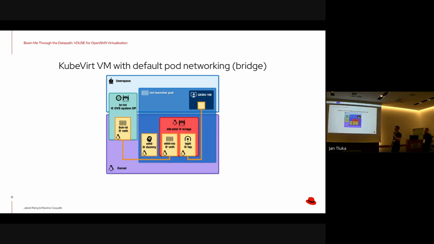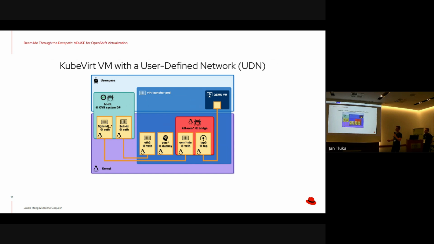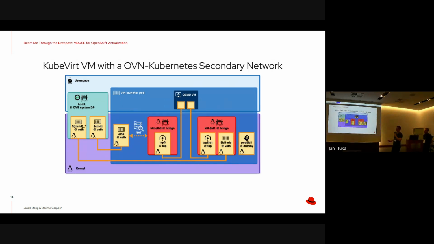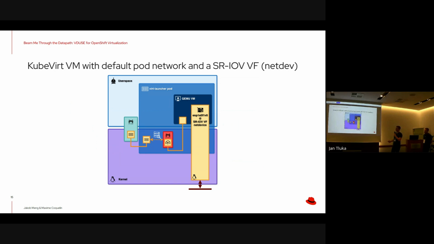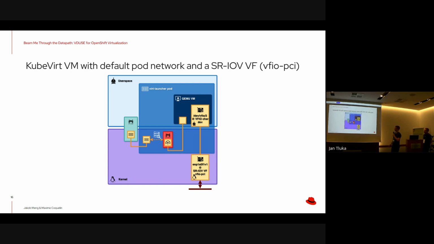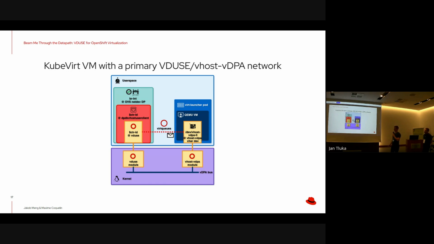This kernel bridge is also available if you use bridge mode. Then eth0 is just plugged into the bridge. And this kernel bridge is also used in user-defined networks and OVN-K secondary networks. It only changes when you have SR-IOV. In that case, you have your SR-IOV VF NetDev that the QEMU VM can use to talk to the network. And if you use the VFIO-PCI mode, you have a char device. And now this is our new approach.